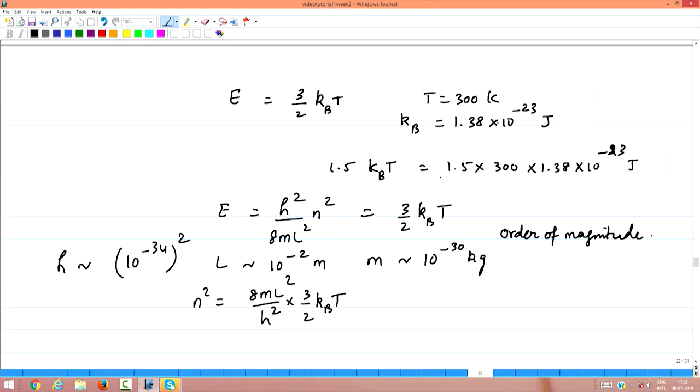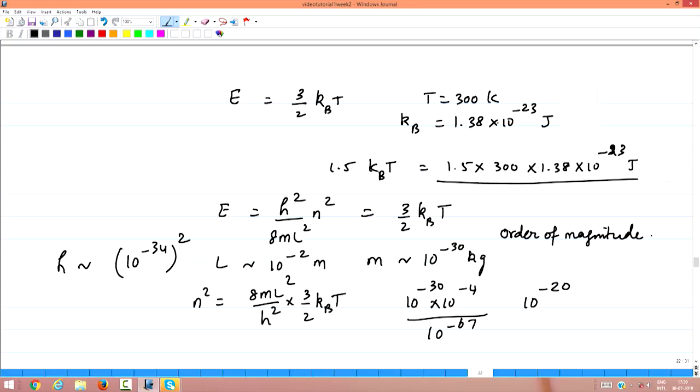So, kBT we have approximately 10 to the minus 21, 1 into 3 into 1.5. So, we can put it approximately as 10 to the minus 20. And the mass is 10 raised to minus 30, and the L square is 10 raised to minus 4, and the h square is 10 raised to minus 68, 6 into 6, 36 or so, so it is 10 raised to minus 67.